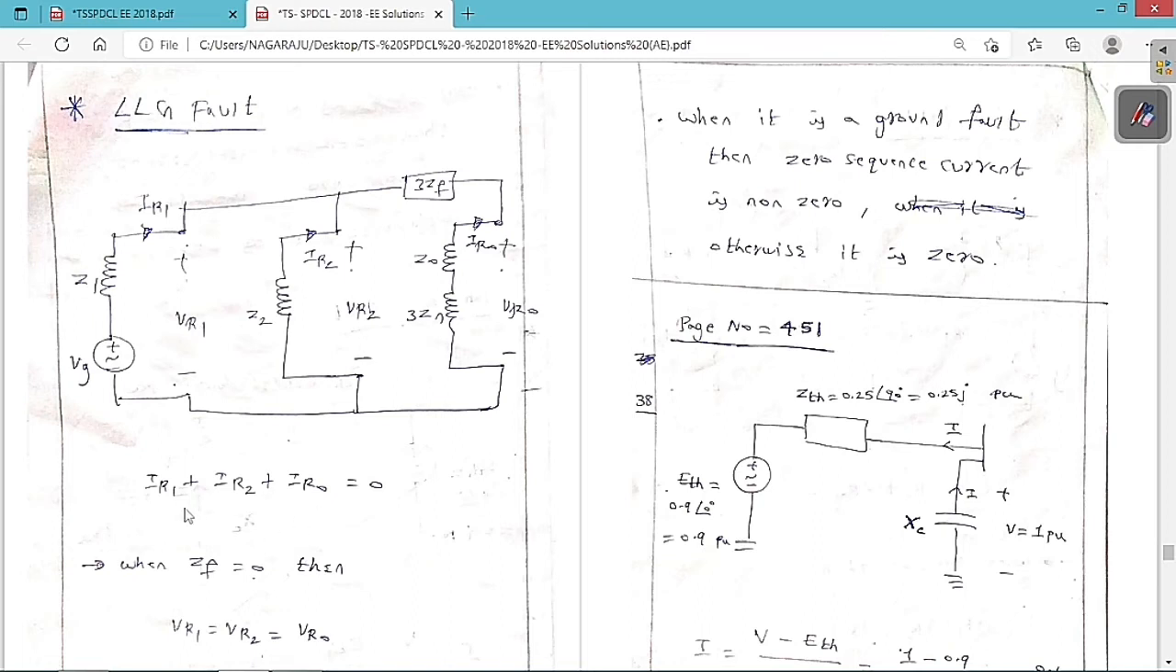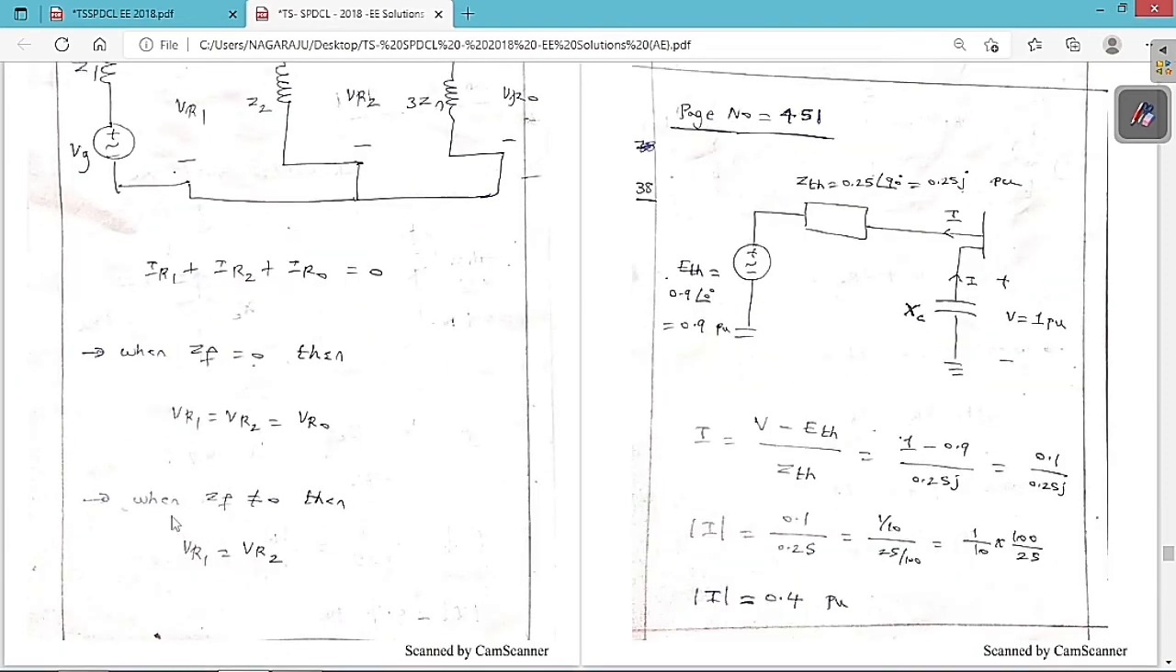I already told you IR1 plus IR2 plus IR0 is equal to 0. When ZF is equal to 0, then VR1 is equal to VR2 is equal to VR0. When ZF is not equal to 0, then VR1 is equal to VR2. These things I already told you. In the question they have given this one and also this one. Based on the conditions we are going to get the two things. So option A and option B both are correct solutions of this question.